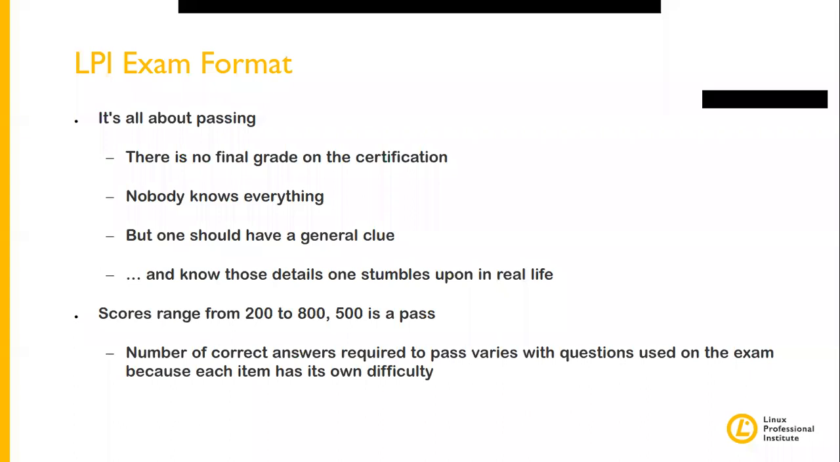All right, so what it comes down to in the end is pass or fail, right? You do get a score. Scores range from 200 to 800. So you have to get above 500 in order to pass. You're not penalized for answering wrong. You get a certain amount of points for answering correctly, and how many points varies. Also the different areas are weighed, so some of them will have more questions than others. Each item has its own difficulty, and the number of points varies based on that.